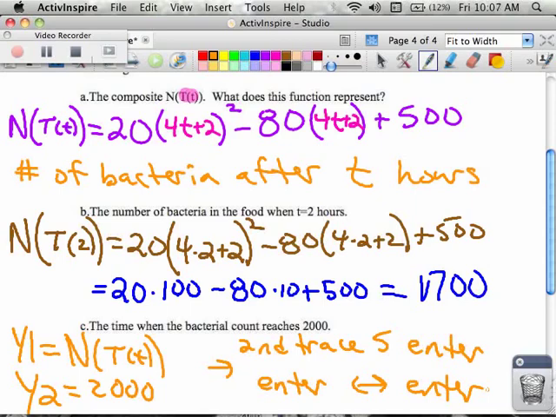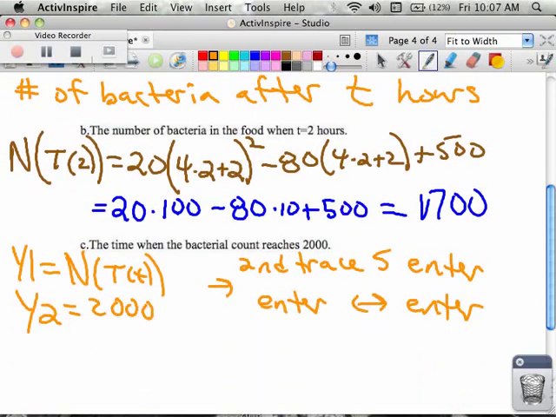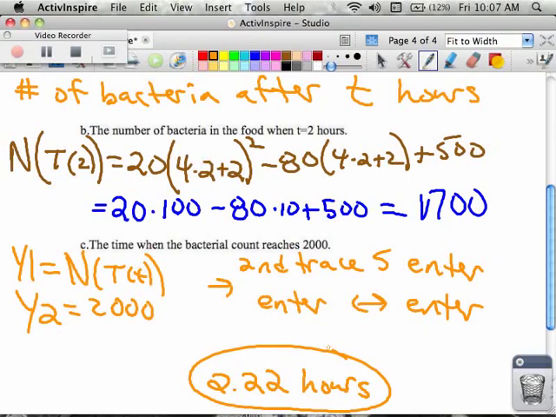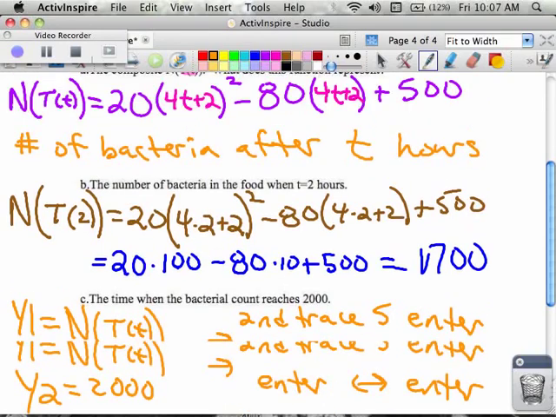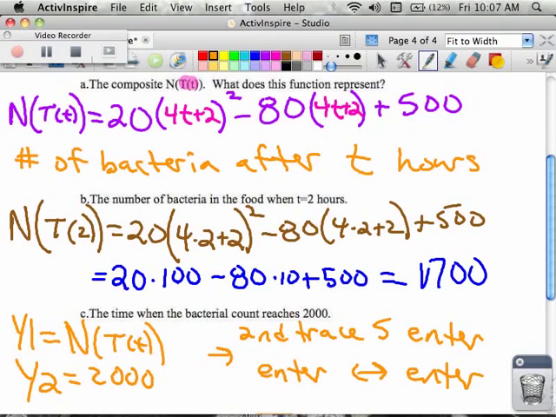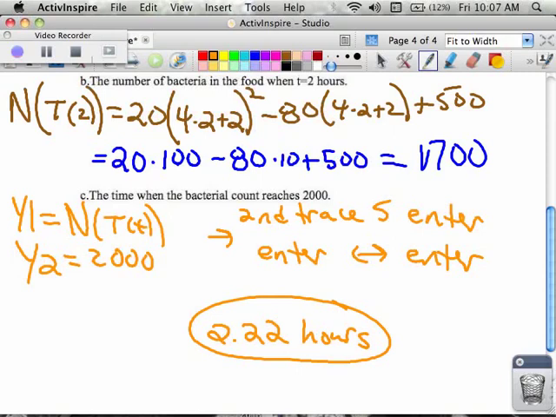And when you do that, and you're going to try that on your own, you should get 2.22 hours. So you guys try that on your own. See if you can get that in your calculator. The y1 is the function that we came up with up above in purple. And then the second part is where it's supposed to cross, which is at 2,000 bacteria. Find that on your own. Check it out. You have the rest of the hour to work.